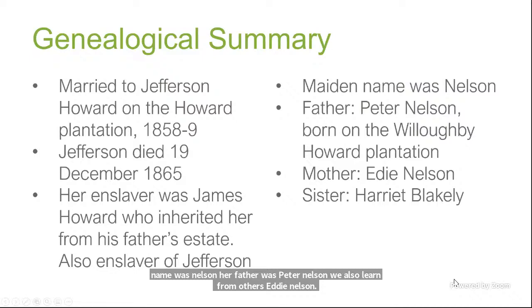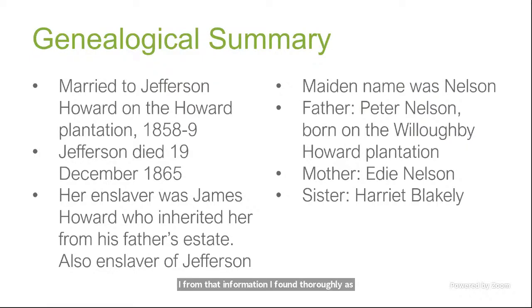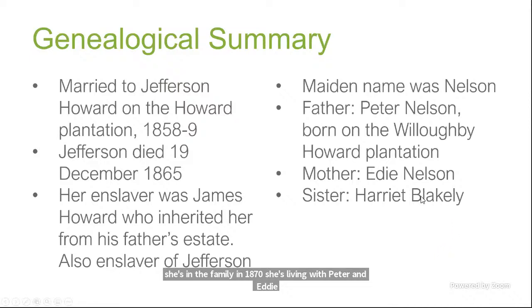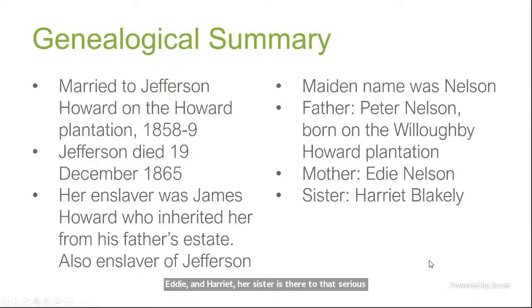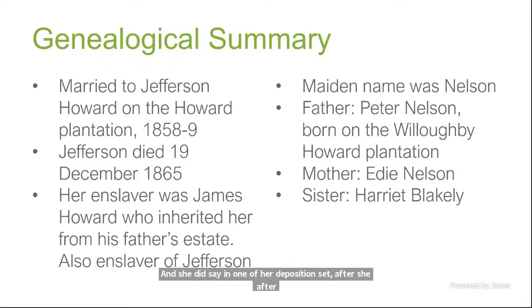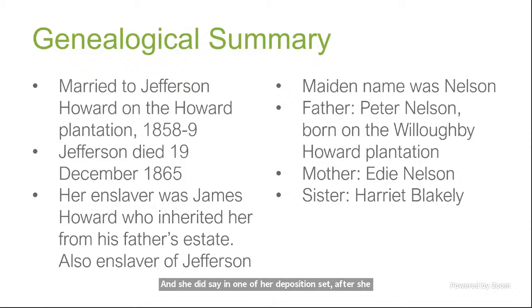From that information, I found Pearly as a young girl in the family in the 1870s. She's living with Peter and Eddie, and Harriet, her sister, is there too. That's Harriet's married name. She's in the household. And she did say in one of her depositions that after Jefferson had died, she went back to live with her parents, and she started using the name Nelson. And that's why when she married Benjamin Cottrell, she was using the name Nelson. So that all made complete sense to me.